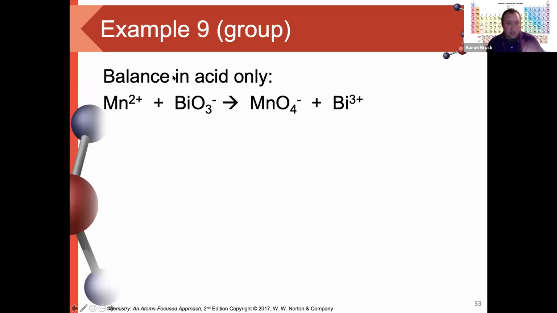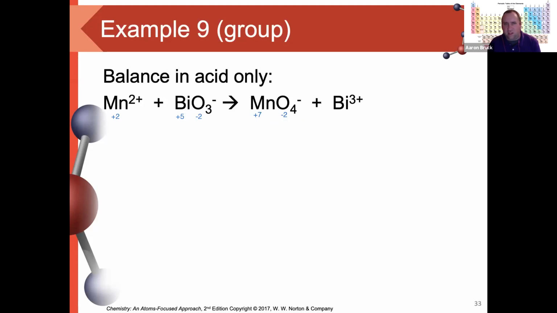So this says that we're going to balance it in acid only. We're going to balance it in both using the half reaction method just to show it off. So our first step in this method is the same as the first step in the previous method as well, assigning oxidation numbers. So the oxidation number for manganese here is +2. The oxidation number for the bismuth here is +5. And for the oxygen, it's -2. For the permanganate, manganese is 7. And oxygen is -2.